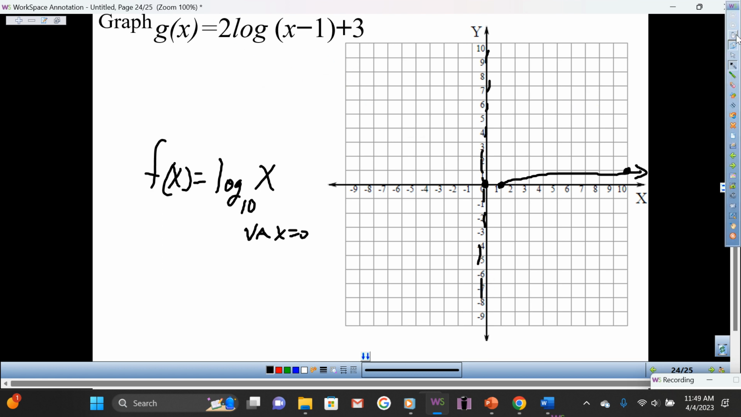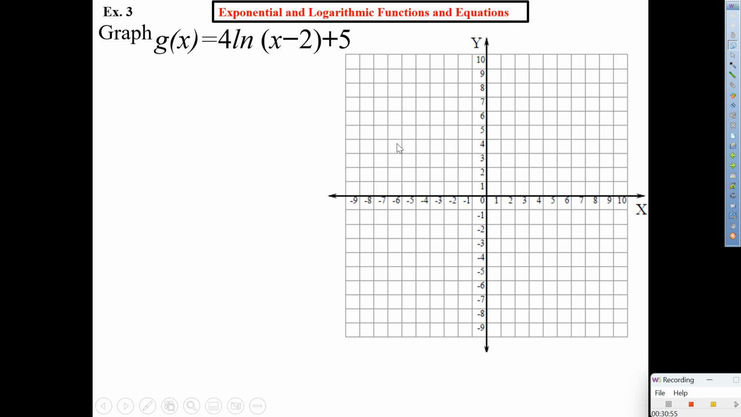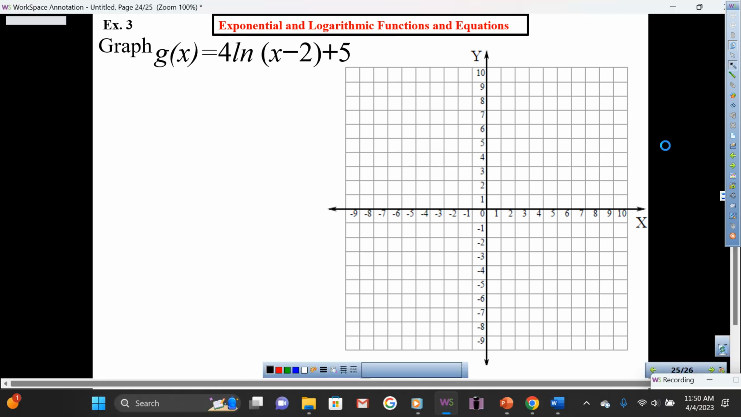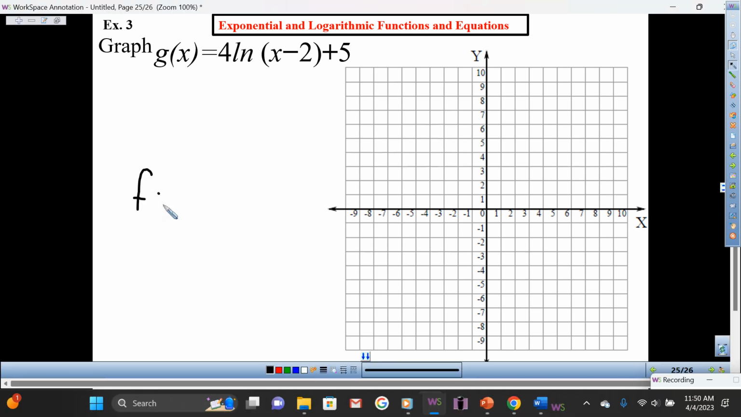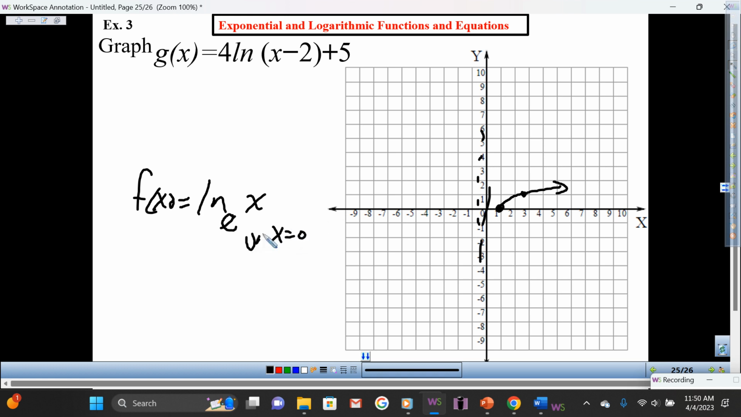All right. Look at this last one. Tell your neighbor the parent function for this one. f of x equals what? Yeah, ln x. However, the base, we're going to use what? e. That means my points are 1, 0, and e, 1, which is about 2.718. And of course, our VA is x equals 0, and the rest is history. Yes? I'll stop right there.